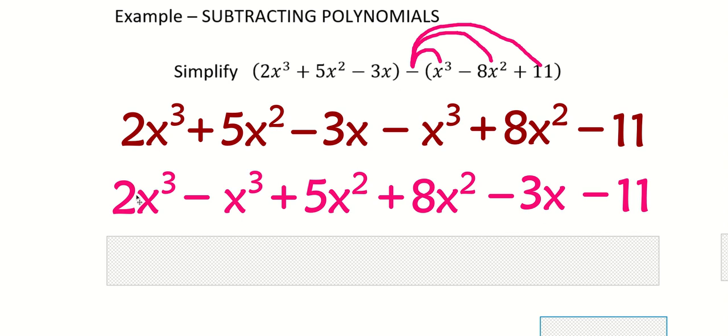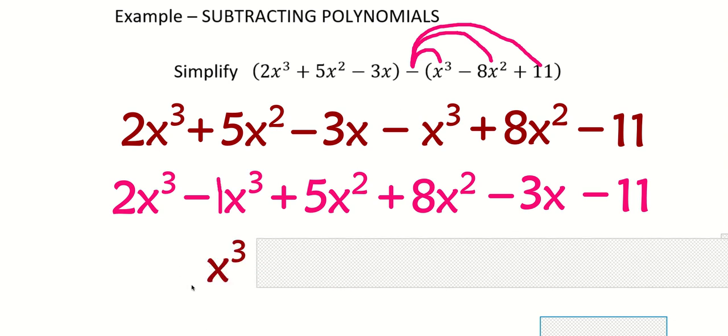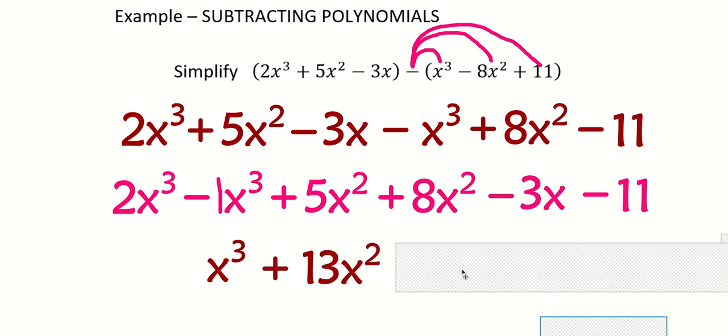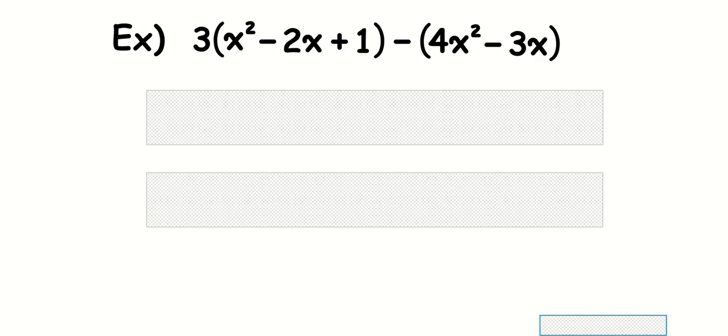What's 2x to the third minus just x to the third? What's the invisible coefficient out here? Isn't it technically 1? So 2x to the third minus 1x to the third is just 1x to the third. Technically there's a 1 there, but you don't really write it. And then these combine to be 13x squared. And then nothing else combines. The minus 3x, we simplified as much as we could. So this is the final answer.